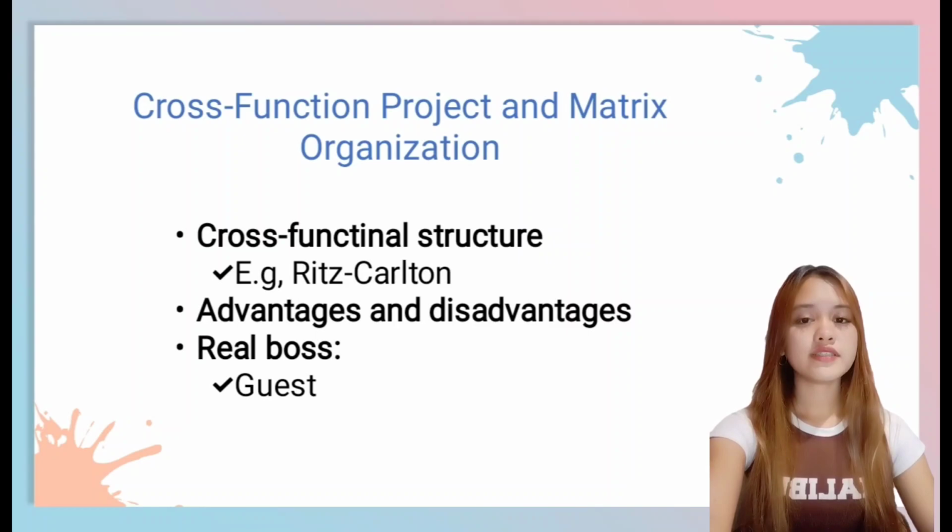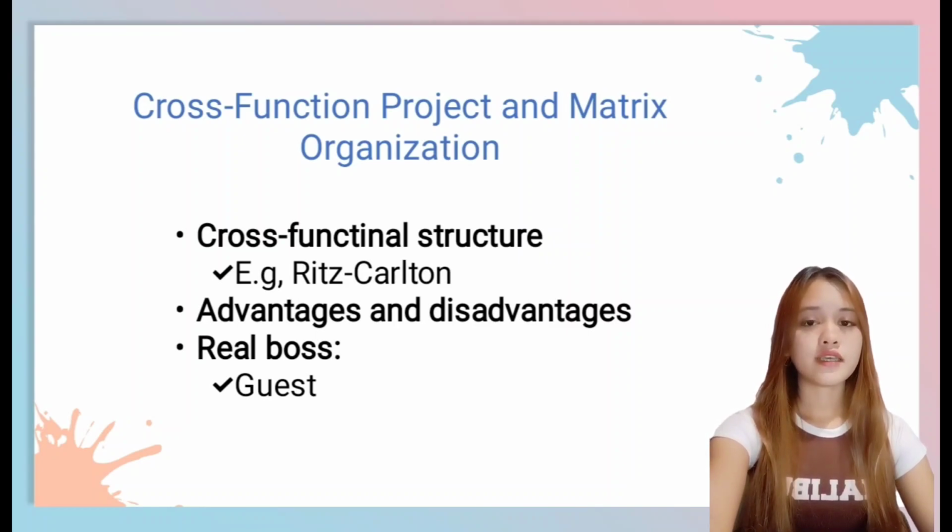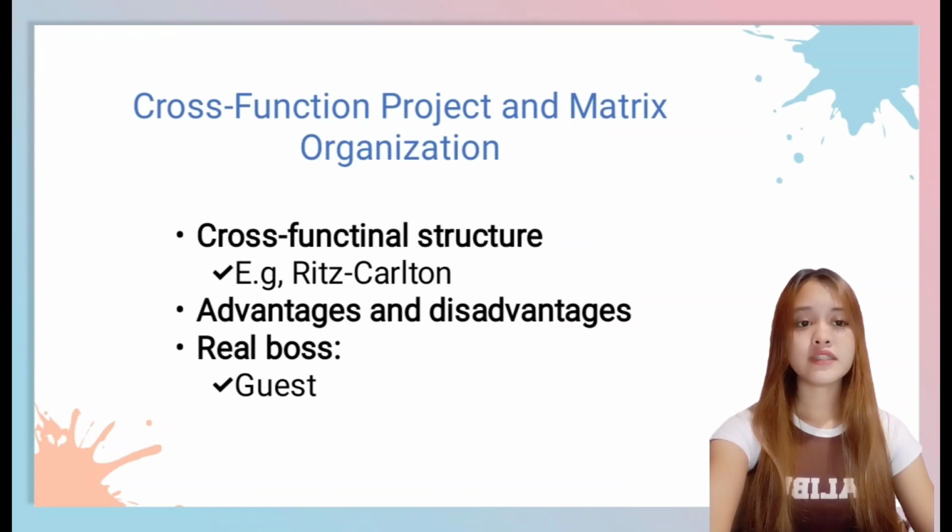The advantages and disadvantages. We have three advantages of a matrix organizational structure. The first one is flexibility between departments results in shared knowledge. The second one is open communication leads to better informed decisions. And the last one is cross collaboration boosts employee engagement and morale.